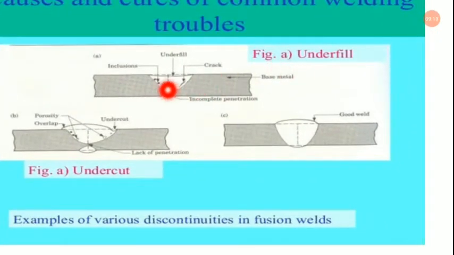Now again, this is the underfill. As you can see, this is the underfill. This is the symbol of a good weld. So underfill is this one. This is the crack, this is the inclusion, here also is undercut, this is the porosity, and this is the overlap.